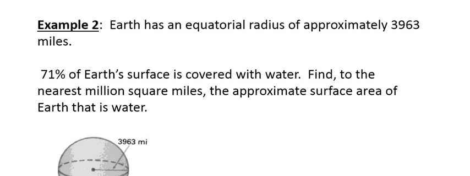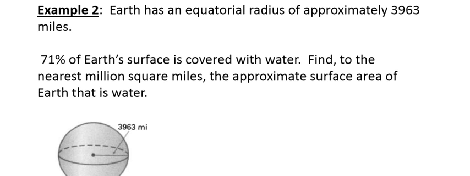This one talks about Earth having an equatorial radius of approximately 3,963 miles. It goes on to tell us that approximately 71% of the Earth's surface is covered with water. They want us to find, to the nearest million square miles, the approximate surface area of Earth that is made up of water. All right, so we're talking in this problem surface area. In order to successfully complete this problem, I'm going to need the surface area formula.